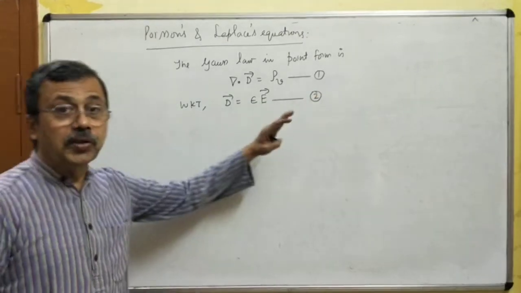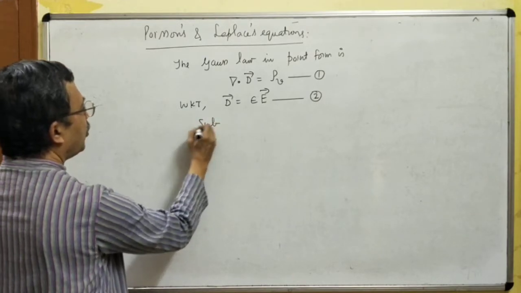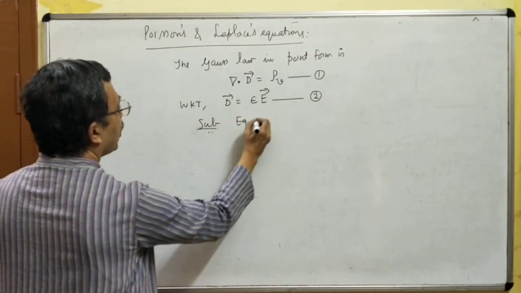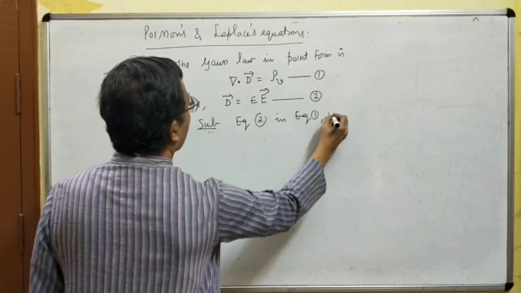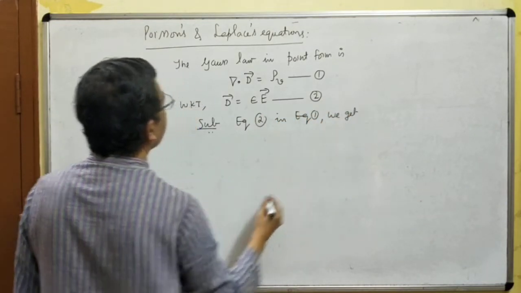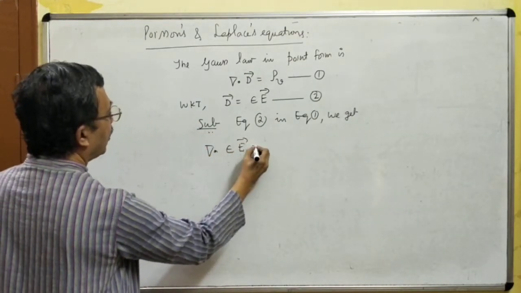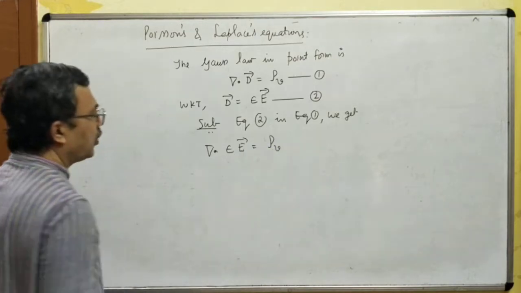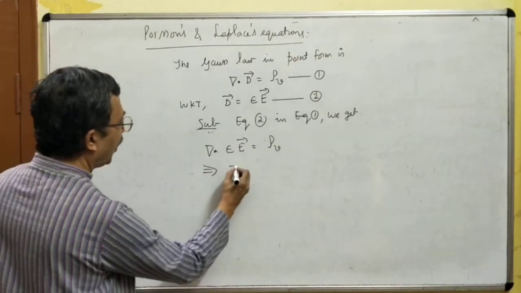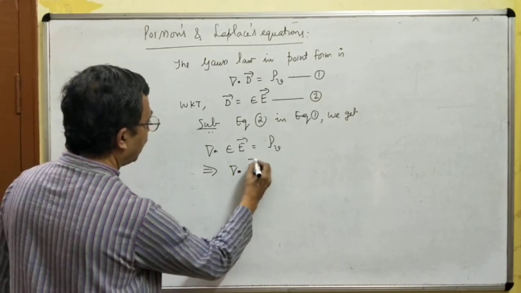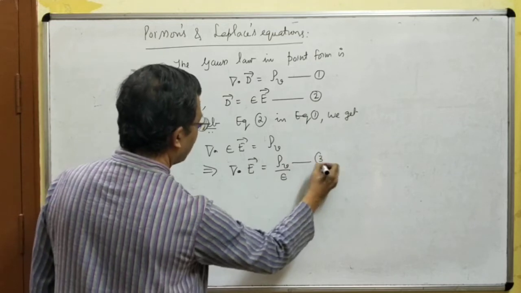We shall substitute equation 2 in equation 1. Substituting equation 2 in equation 1, we get del dot ε into vector E is equal to ρv. We'll divide both sides by ε. So you get, this implies, del dot vector E is equal to ρv divided by ε. Equation 3.